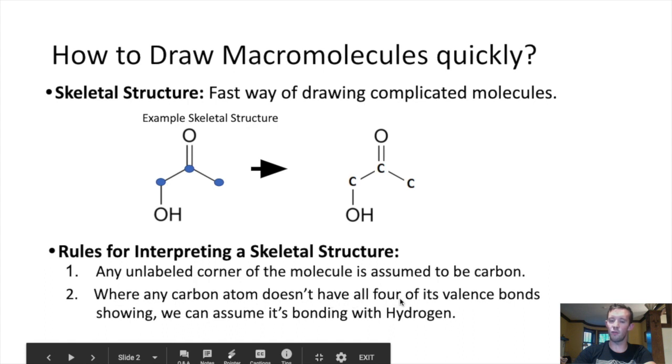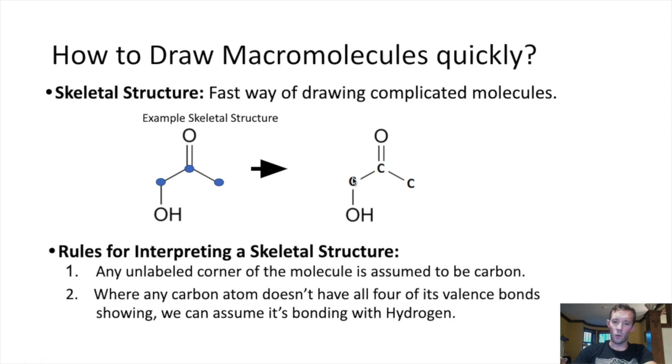Now the second rule for interpreting a skeletal structure is that where any of these carbon atoms doesn't have all four of its valence bonds showing, we can assume that it's bonding with a hydrogen. So starting with this first carbon, we can see that this carbon has two bonds. That is, two of its valence orbitals are taken up by bonds, but the remaining two we can assume are bonded to hydrogen.